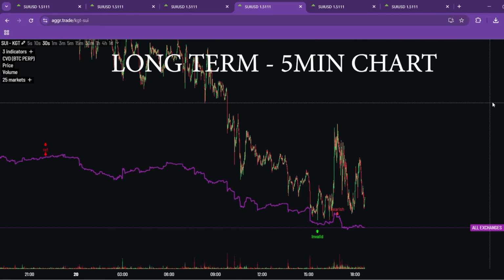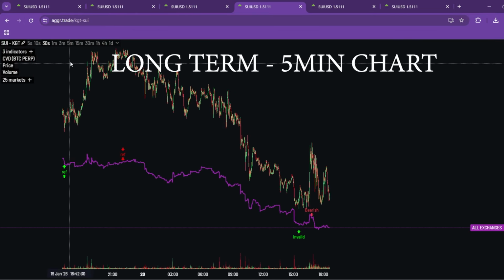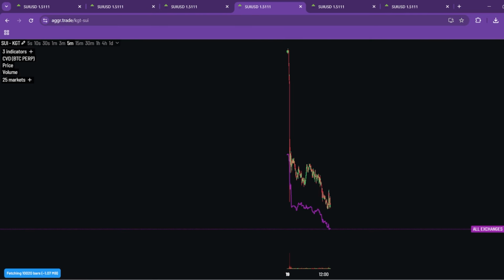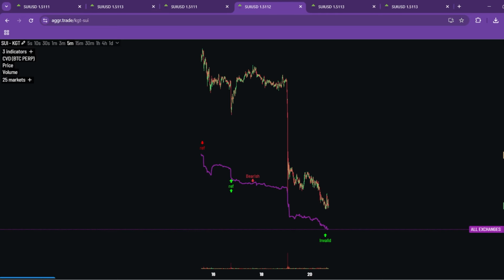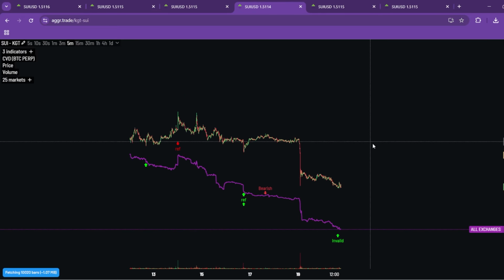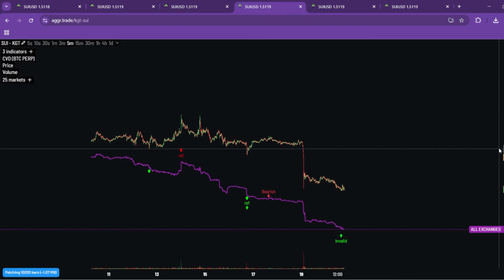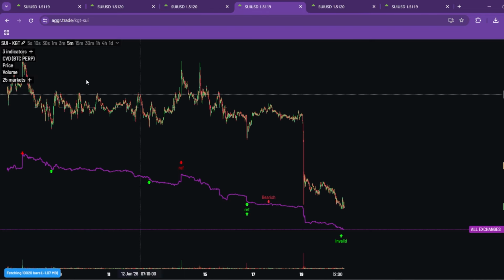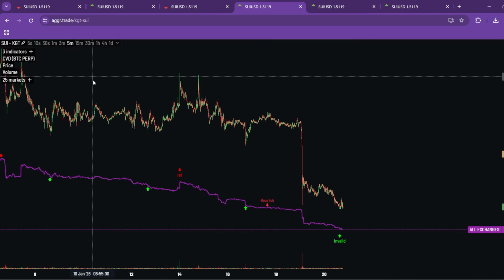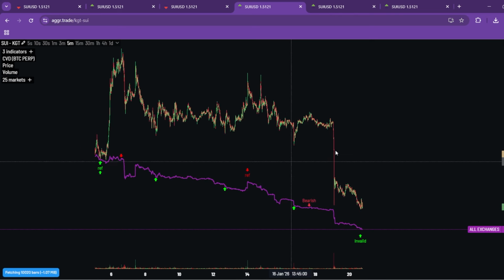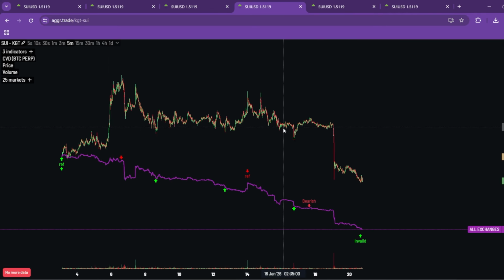Of course, if you are a very long term trader, and I mean more than daily, if you want to make a weekly investment here, so it becomes an investment, you can use the 5-minute chart here. The 5-minute chart also shows you a bigger overview of what is going on there.